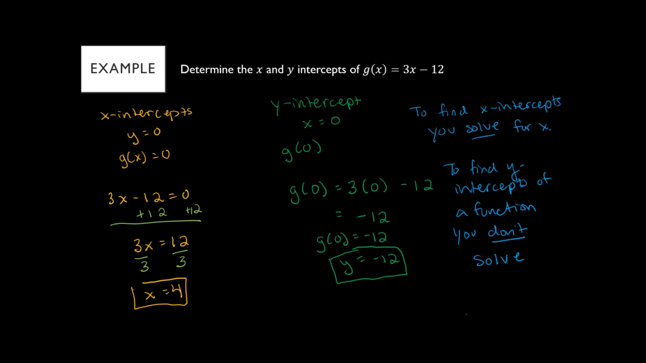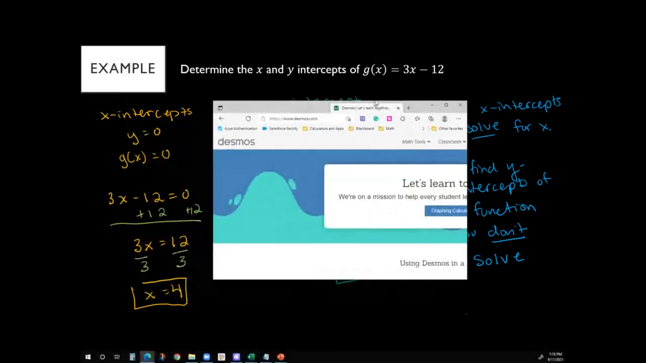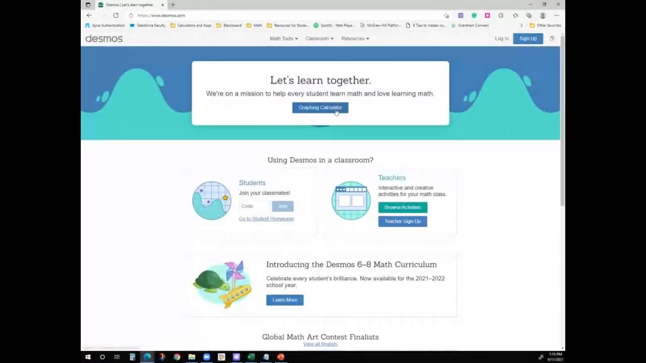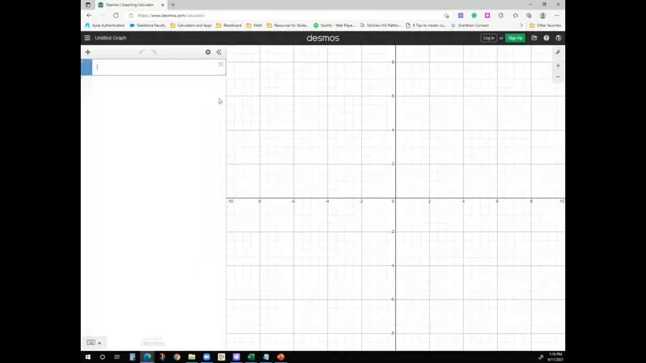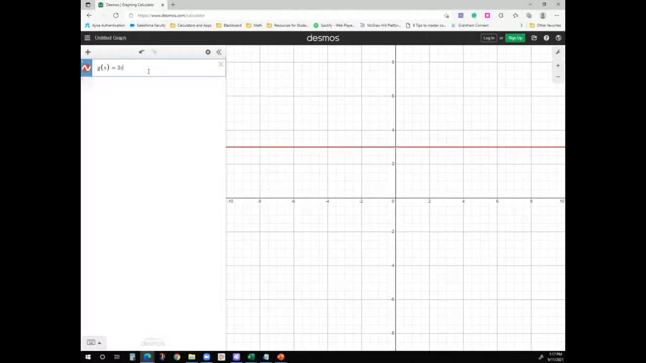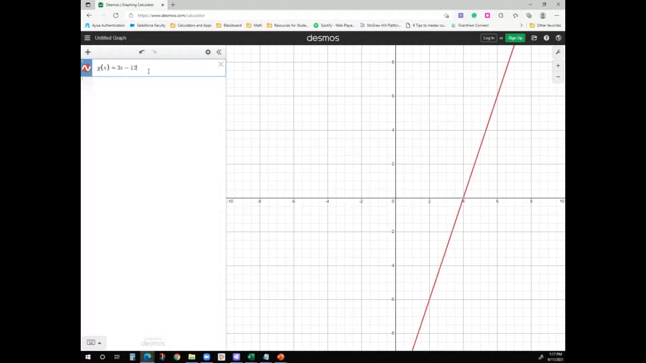And you can check your work using a graphing calculator. I do strongly recommend doing so. So I'm going to pull up Desmos, and I'm going to just click graphing calculator. And then I'm going to type in my equation. And you can use function notation. So it's g parenthesis x parenthesis. You can type it in exactly like that, equal 3x minus 12. Whoops, not minus 121. So our x-intercept, you can see this is where it's crossing the x-axis. I highlight it. It tells me it's 4, 0.